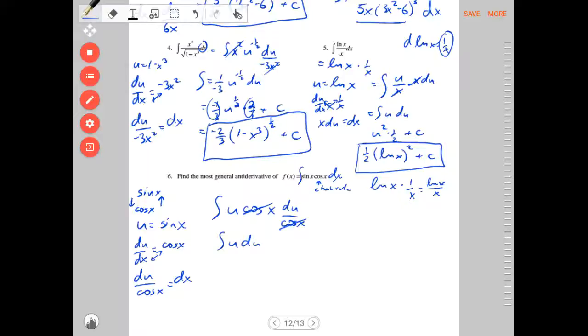And you get the integral of u du. Oh, okay, so raise the exponent by 1. So u squared times the reciprocal, add a constant. So this is going to be 1/2. The u function was sine x, so (sine x) squared plus c. Okay, so that's mostly our answer.